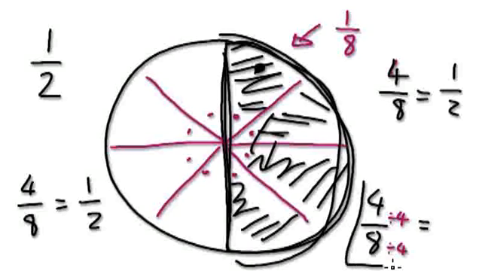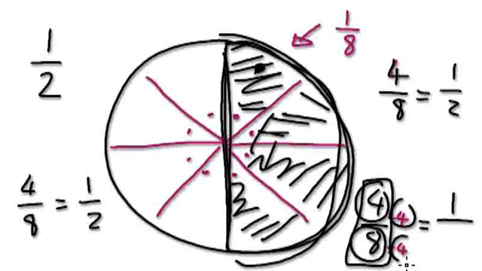So what I'm saying is that when someone gives you a fraction, you can divide top and bottom by the same number. You're allowed to do that. So 4 divided by 4, that's 1. Because 4 divided by 4 is 1. 8 divided by 4, that's 2.